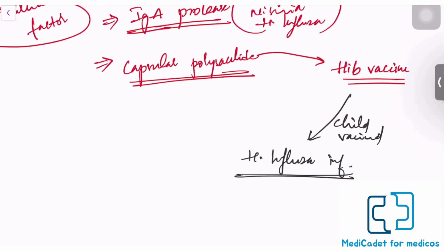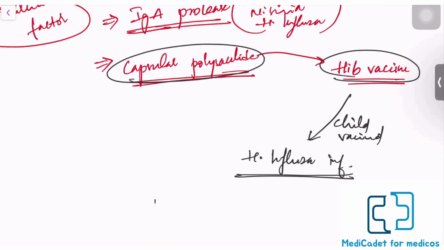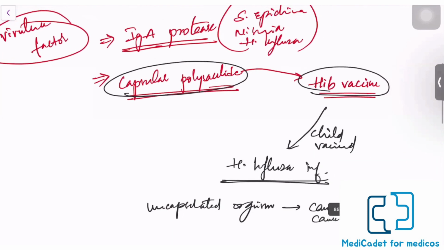Few have this capsule and few do not. For the ones having the capsule, if you give the vaccine, it will protect. But unencapsulated organisms can cause the infection. Now you may ask, ma'am, if unencapsulated organisms are causing this infection, why are we giving the vaccine? We are giving the vaccine against the capsule.